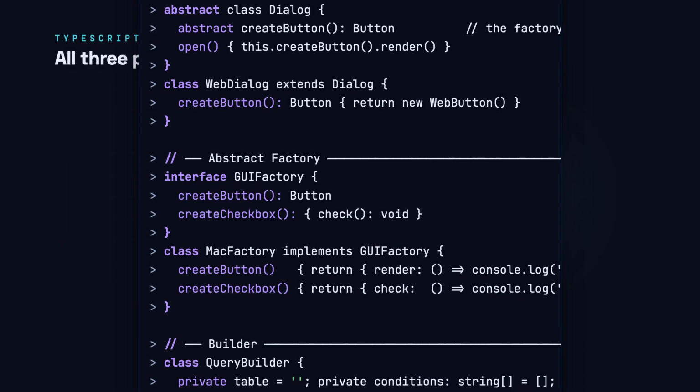At the top, we have factory method. The abstract dialog class declares create button as an abstract method, that is the factory method. Web dialog overrides it and returns a web button. The caller only ever sees the button interface. In the middle, GUI factory is the abstract factory interface. It declares two creation methods. Mac factory implements both, guaranteeing that the button and checkbox always come from the same Mac family.